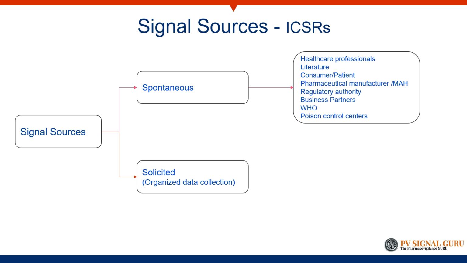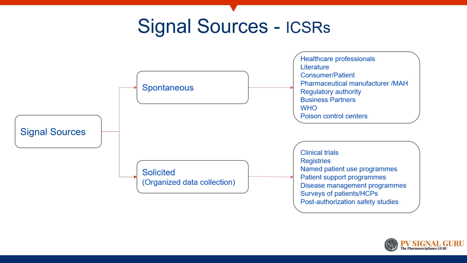Now let's look at solicited cases. Solicited reports are derived from organized data collection systems, and these include clinical trials, safety data coming from ongoing or completed trials, registries, patient registries tracking specific diseases or treatments, named patient use programs, such as early access programs for unapproved drugs, patient support programs, programs providing assistance to patients using specific medications, disease management programs, initiatives focused on managing chronic conditions, surveys of patients or healthcare professionals, gathering feedback on drug use and safety, and post-authorization safety studies conducted after a drug is approved to monitor the long-term safety.